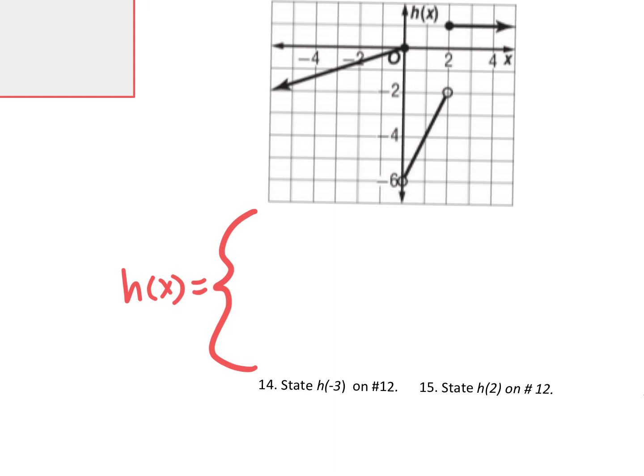Because when I say h of negative 3, I'm really saying what is your output when I put the input negative 3 in there. Inputs are your x values. Go to negative 3 on your x, negative 1, negative 2, negative 3. Where's your graph at? It's right there. What is that coordinate? Negative 3, comma, negative 1. So negative 3 is the input, negative 1 is the output. Pretty crazy, right? You could get these answers without doing any math, okay?